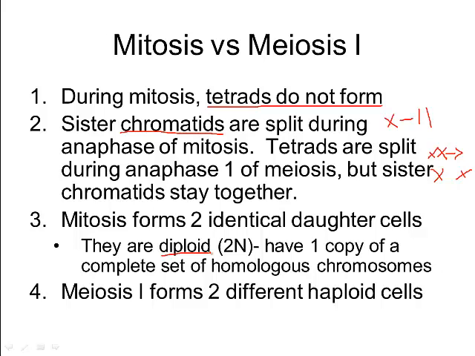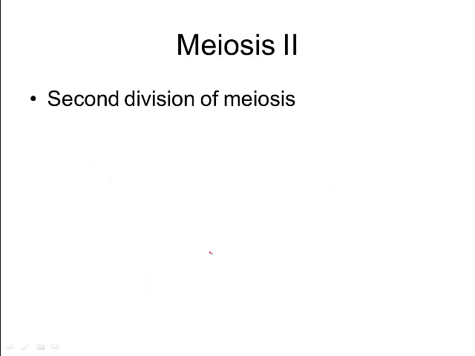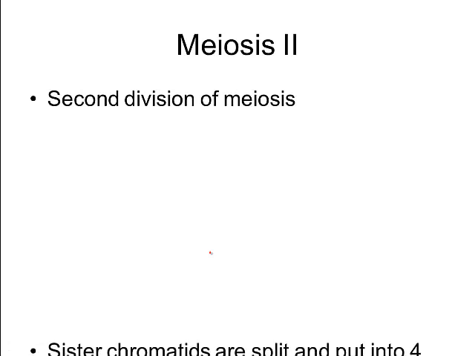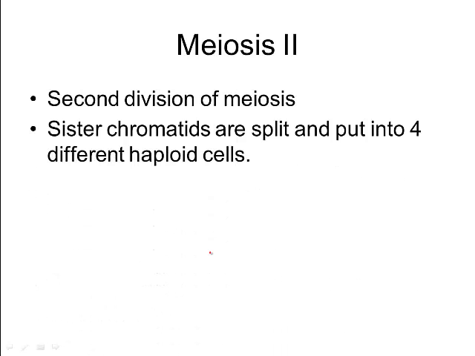So let's look at the second half of this and see if it becomes a little bit clearer as we move along. So in meiosis 2, this is the second division of meiosis, so we're going to now divide the cells again. So right now we have 2 cells, and we need to get them divided one more time, so we end up with 4 cells. So the sister chromatids are split, and they're going to be put into 4 different haploid cells. So now we're going to take all of our individual X's at this point, and we're going to make them into individual chromosomes that can be then put into the different cells.